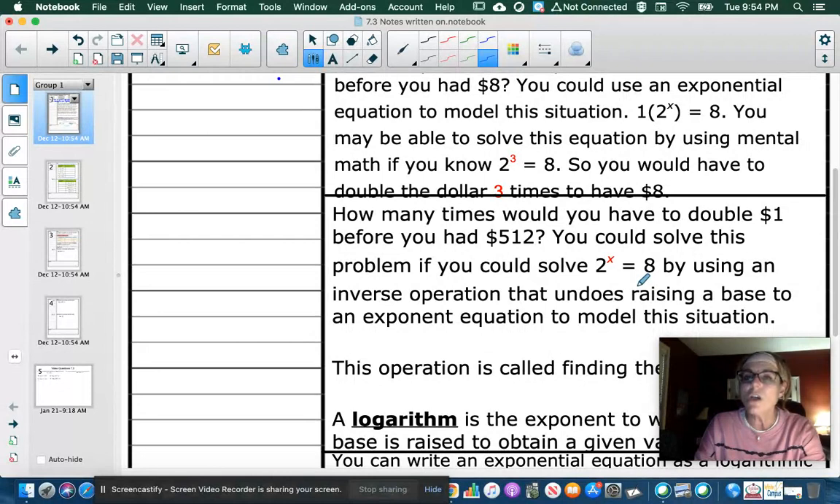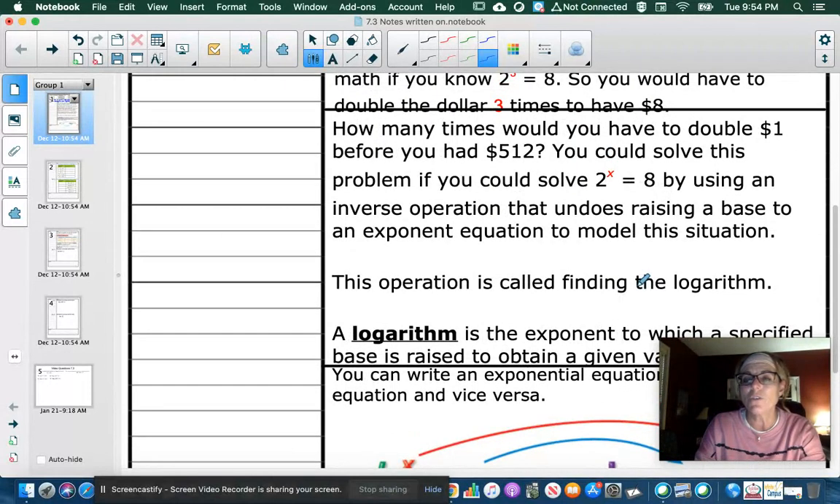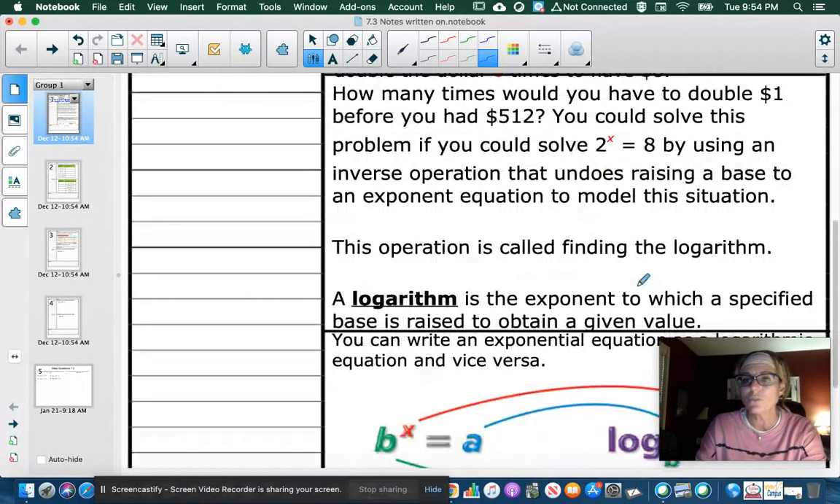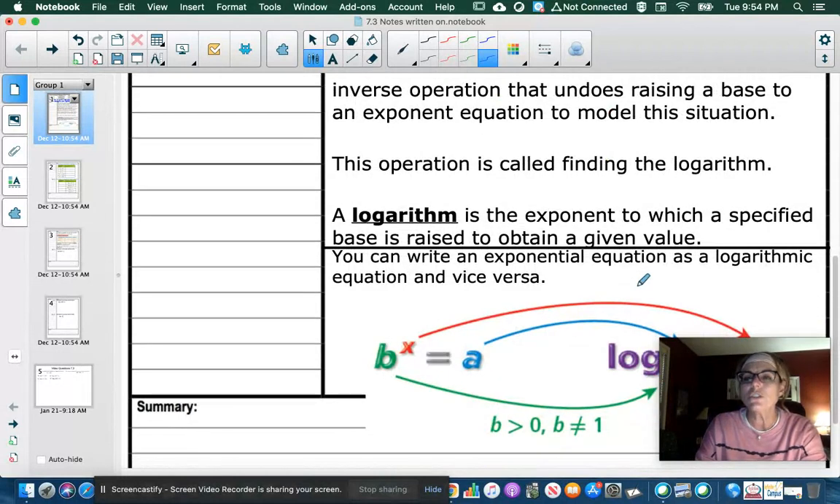You could solve this problem if you could solve 2 to the x equals 8 by using an inverse operation that undoes raising a base to an exponent equation to model the situation. This operation is called finding the logarithm. A logarithm is the exponent to which a specified base is raised to obtain a given value.